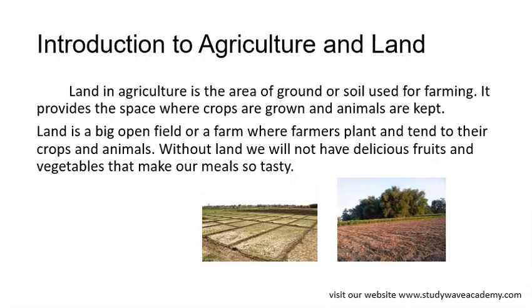It's like a big open field, okay? Where farmers plant and harvest. Do we understand that? Okay, so now we're going to be looking at the types of land we have. We have different types of land, so we're going to be looking at the types of land we have and know their meaning.